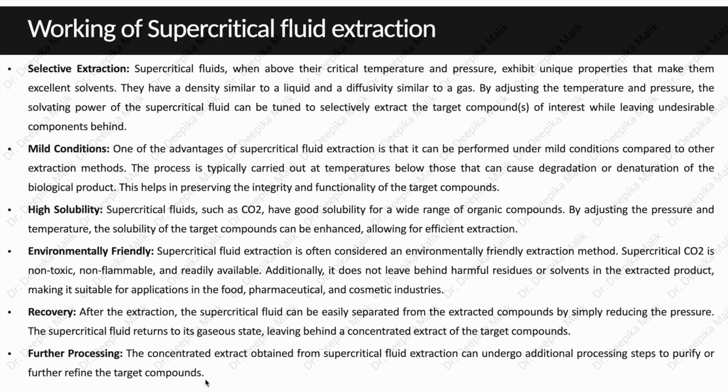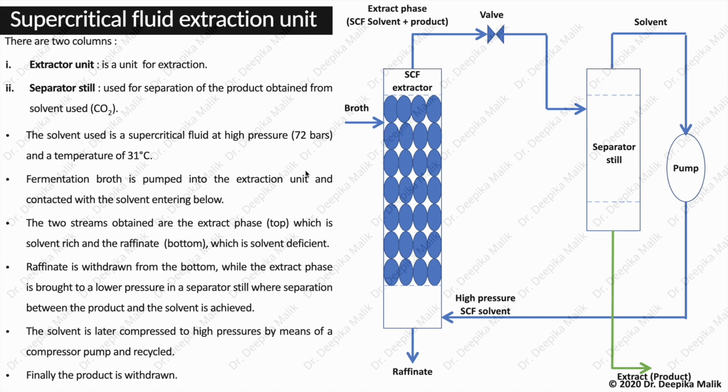As you can see in the diagram, the supercritical fluid extraction unit contains two columns. The first is the extractor unit, that is the unit for extraction. The second one is the separator still, which is used for separation of the product obtained from the solvent, using carbon dioxide. The solvent that we use here is a supercritical fluid at a high pressure of about 72 bars and a temperature of 31 degrees Celsius.